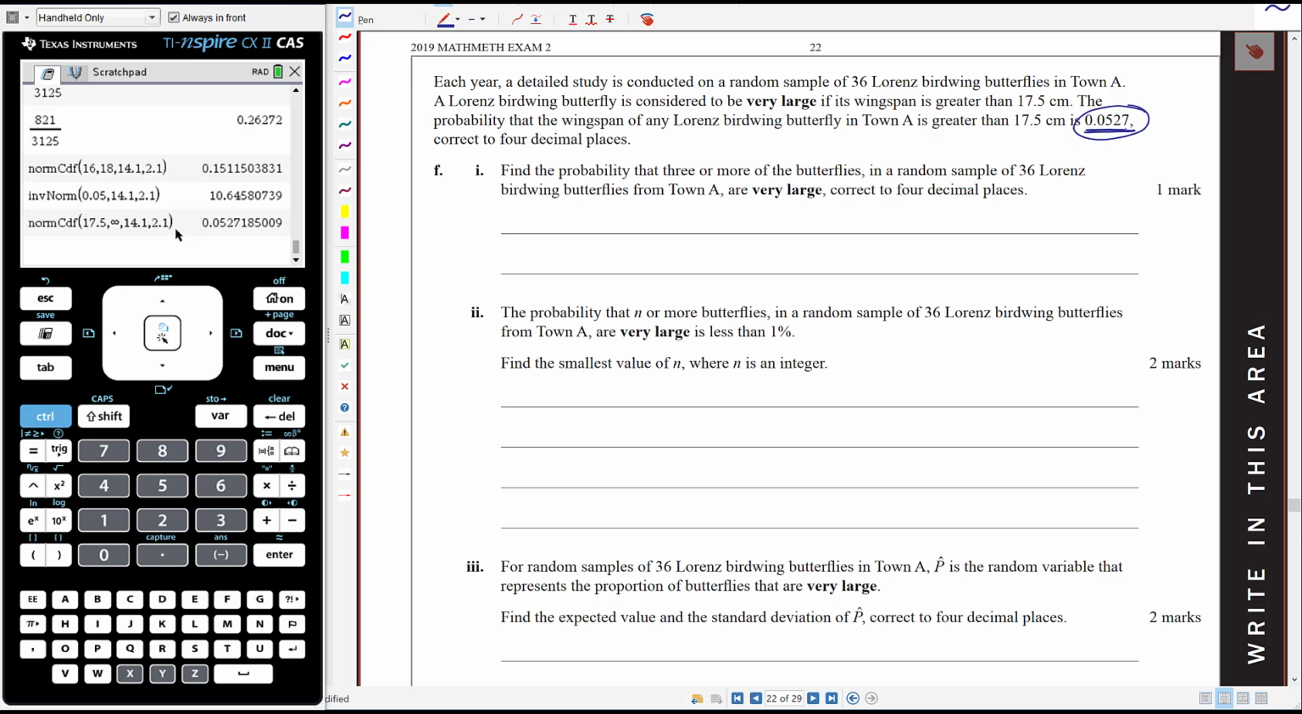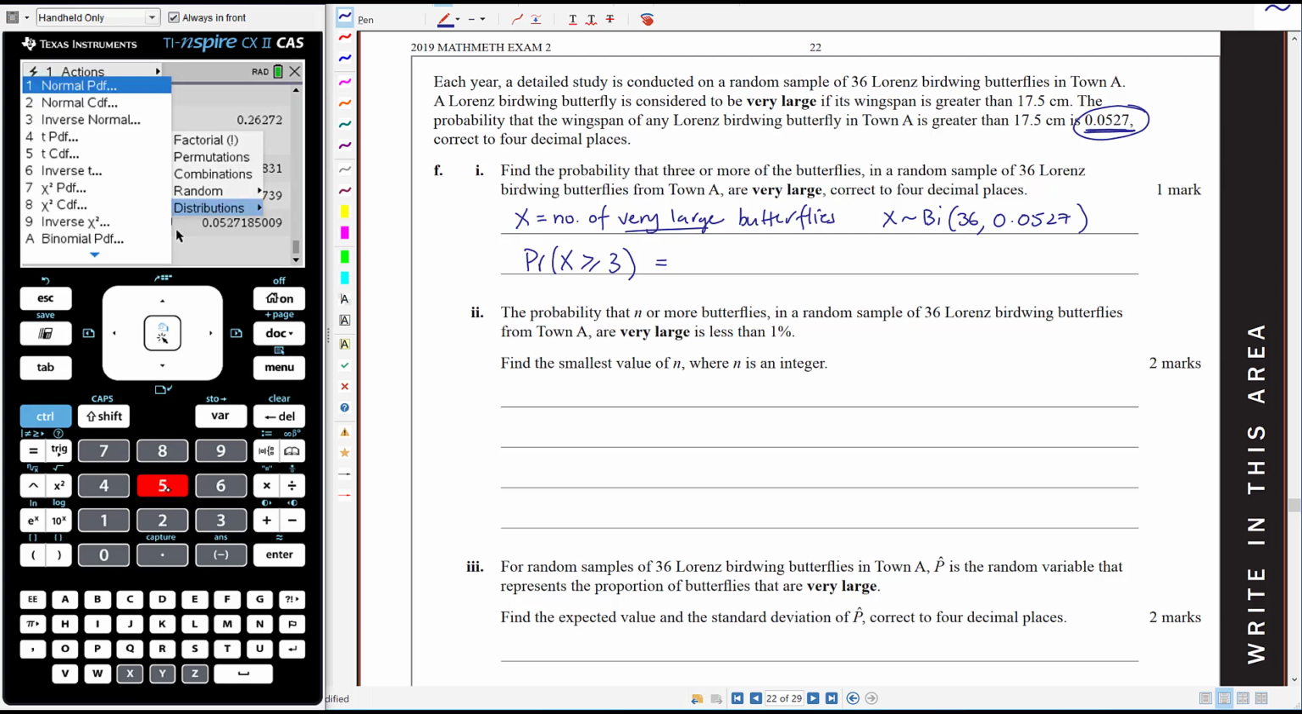Okay, part 1. Find the probability that 3 or more of the butterflies. Okay, so now we've got a binomial situation. I'm going to say X is the number of very large butterflies, and X is now a binomial variable. We have a sample of 36 butterflies, so n is 36, and there is a probability of 0.0527 that they have a very large wingspan. So we want to find the probability that 3 or more of the butterflies, so the probability that X is bigger than or equal to 3.